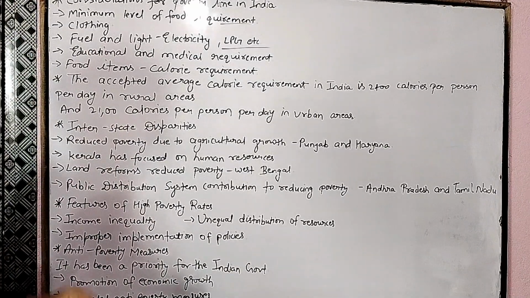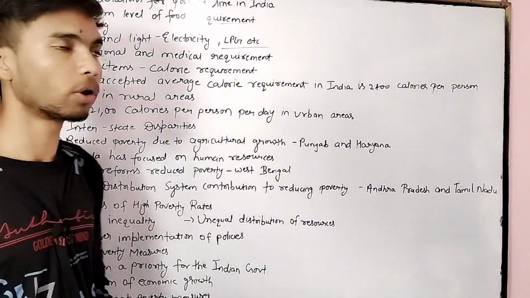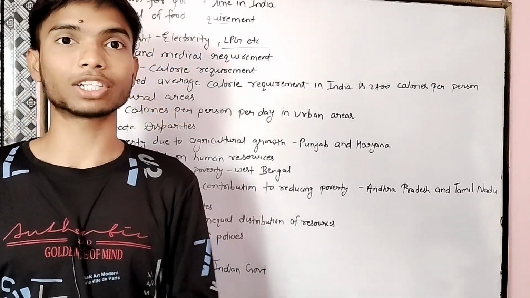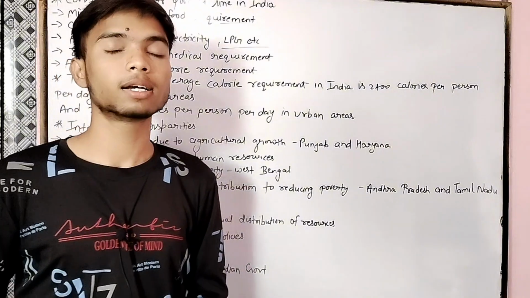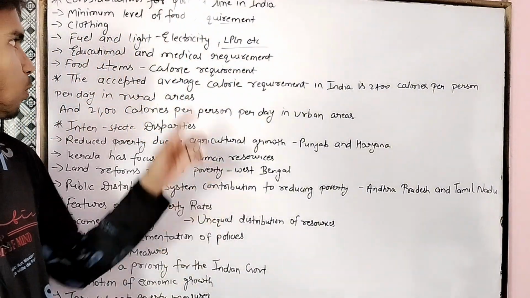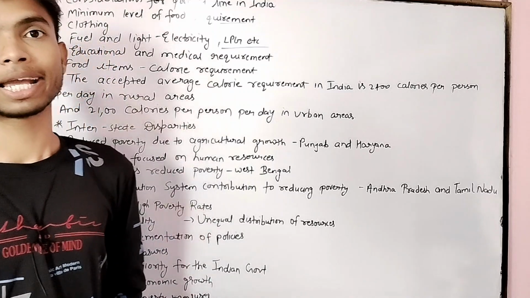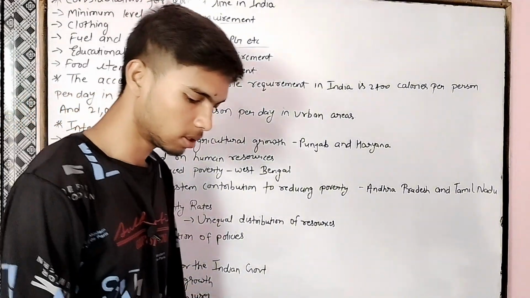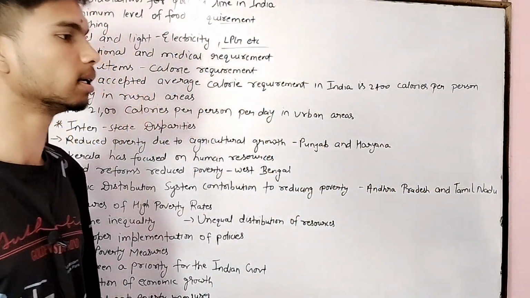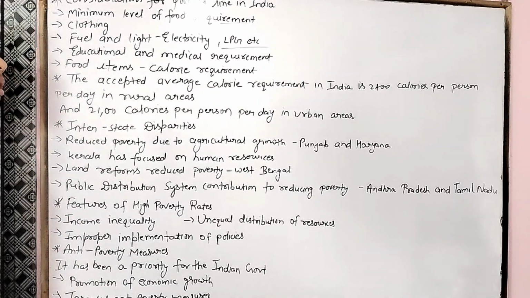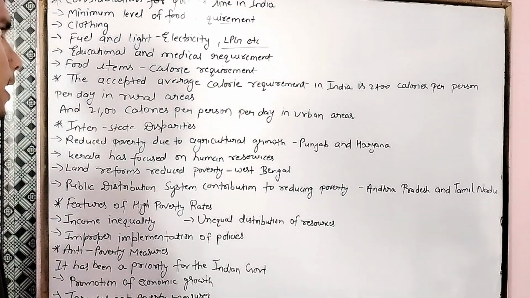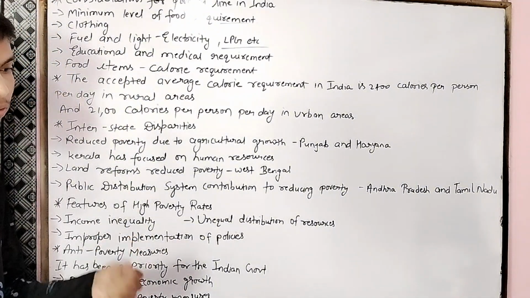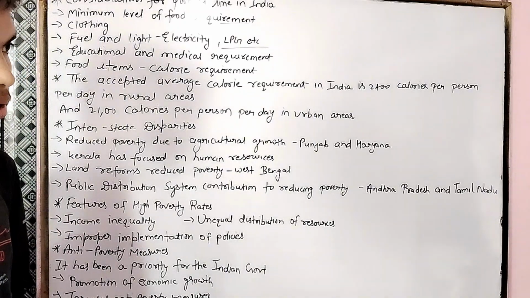Clearly, food items and calorie requirement. About the definition of a calorie, we discussed in the previous slide. Again I would say, calories are found in food. Calories come from food. It is compulsory for a common person, whether they are rich or poor. It doesn't matter, the person is human. So in food items, calories are found.